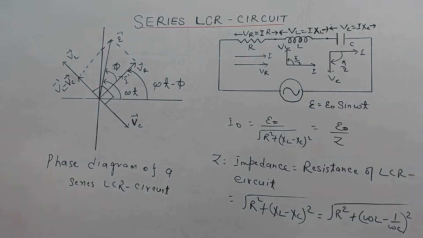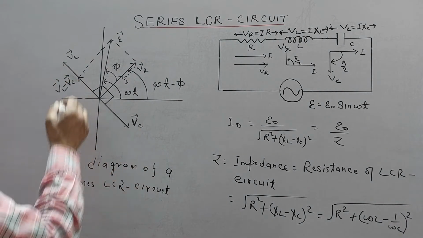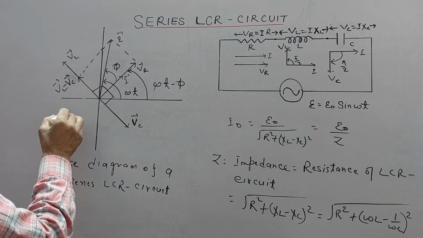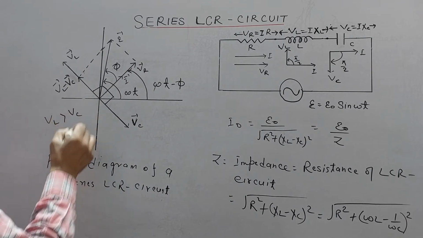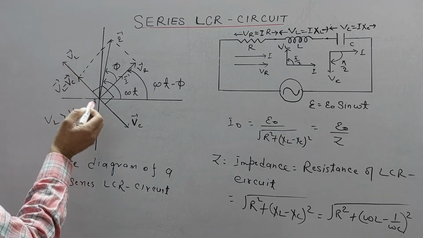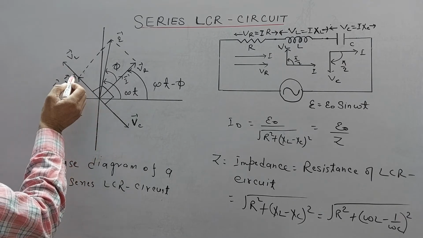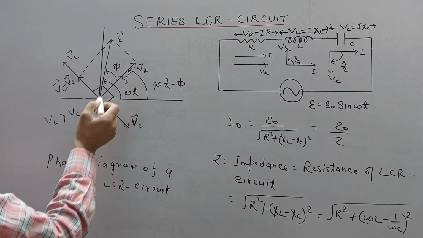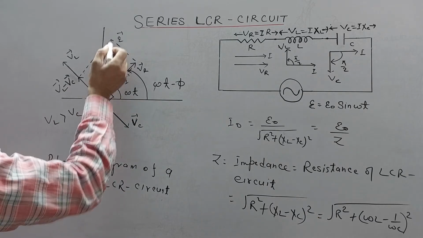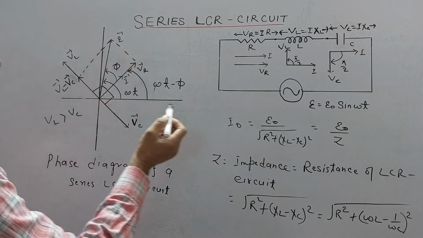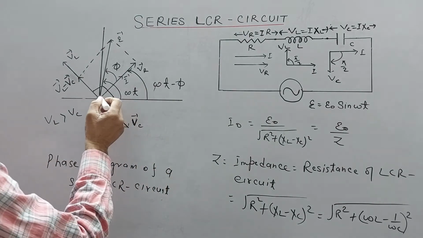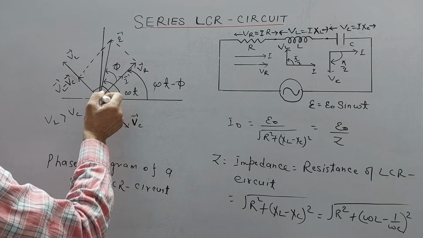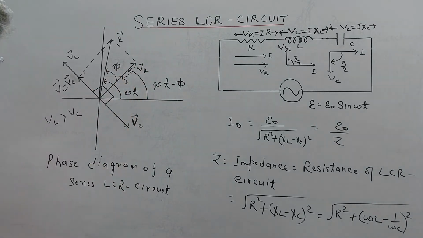In the first case, voltage across the inductor VL is greater than voltage across the capacitor, therefore the resultant of VL and VC will be along this one, and the resultant of VR and VL minus VC will be along this one. Here the applied voltage across the LCR circuit is ahead of the current, which is along this one, by an angle of phi. And let us start the second case.